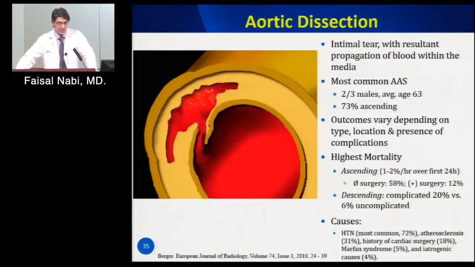So aortic dissection. Now, the basic definition is there's a tear in the intima. Blood propagates into the media and creates this double lumen, where you have both a false lumen and a true lumen. So other than hypertension, what was in the IRAD registry, what were numbers 2, 3, 4, and 5 causes for dissection?